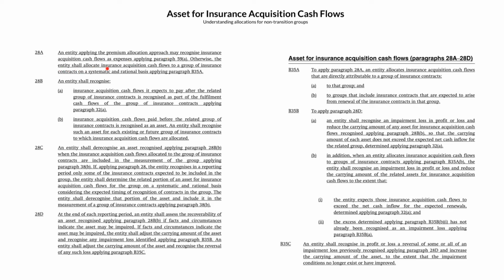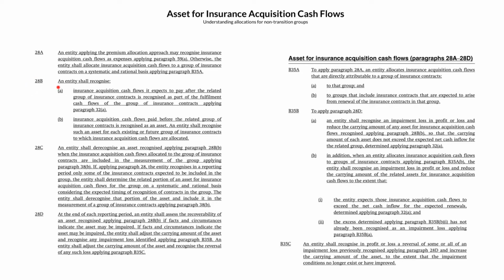Otherwise, the entity shall allocate insurance acquisition cash flows to a group of insurance contracts on a systematic and rational basis, applying paragraph B35A. Now, we'll get into some issues or some industry discussions around this paragraph in a second.